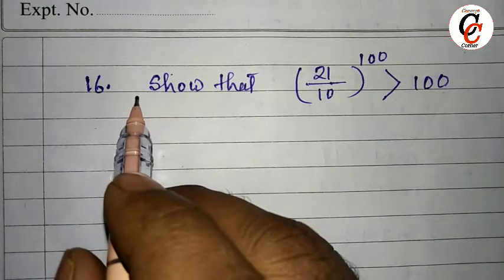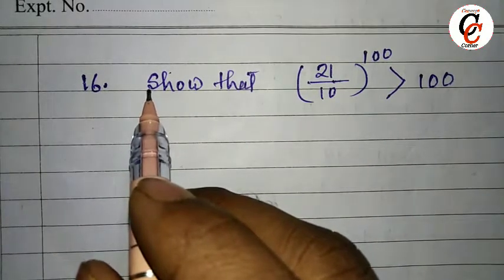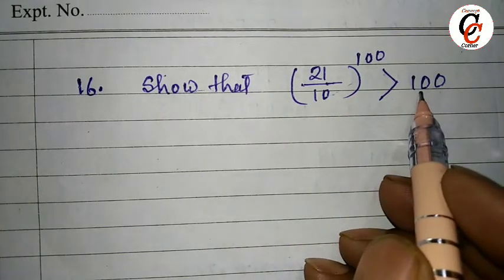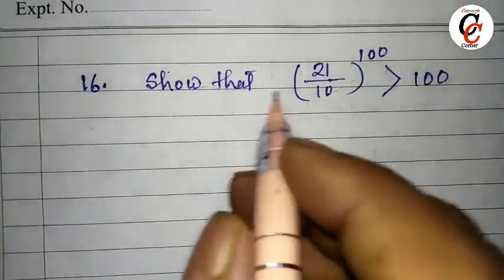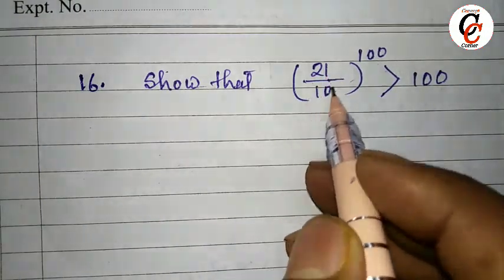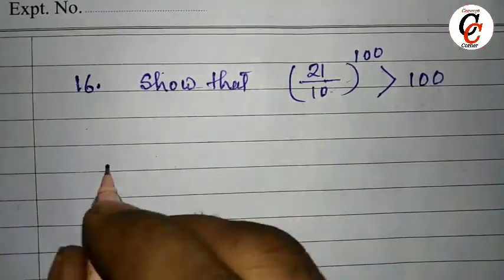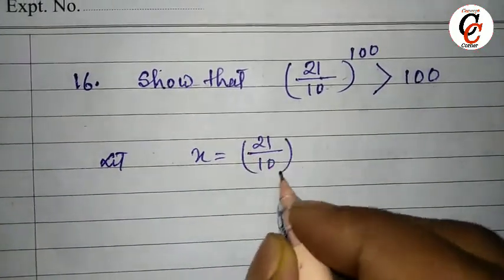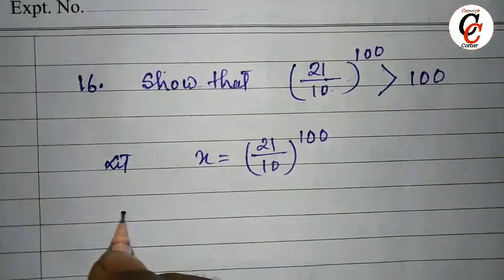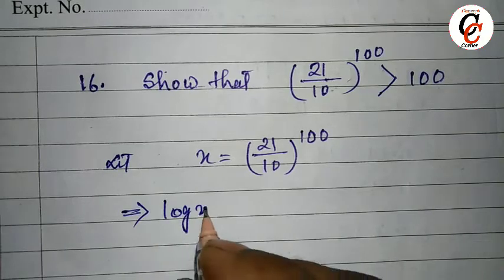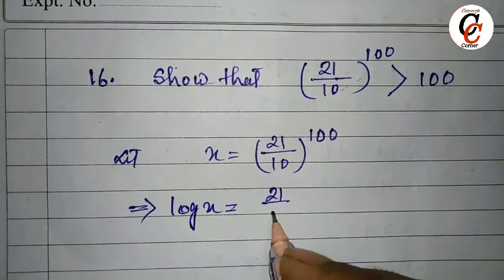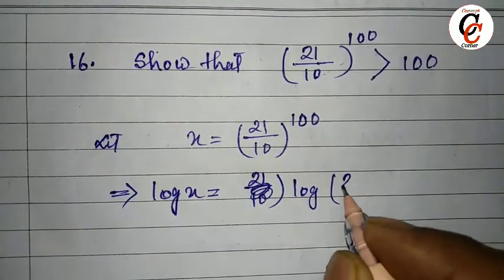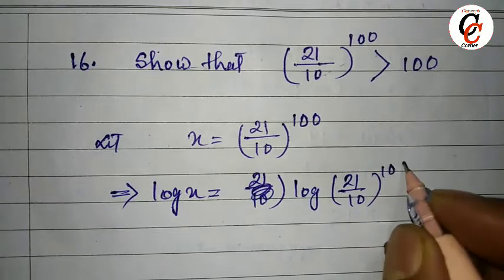Next we will see question number 16. Question number 16 is: show that (21/10) to the power 100 is greater than 100. So we have to use logarithm. First of all, we will take the left hand side, 21 by 10 to the power 100, as x. Let x be equal to (21/10) to the power 100.